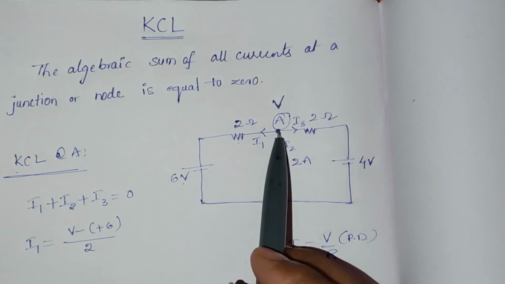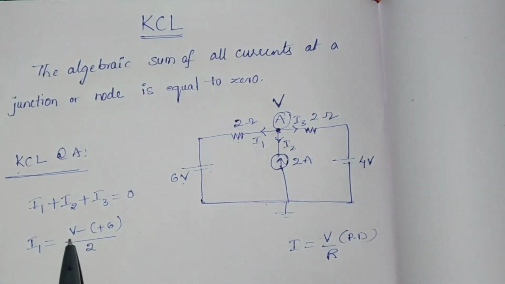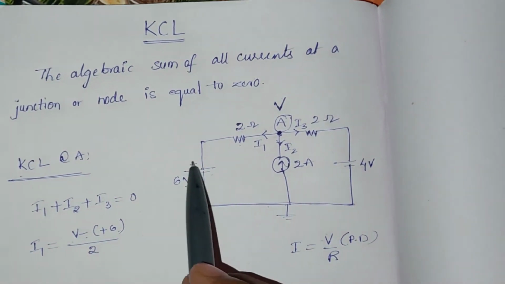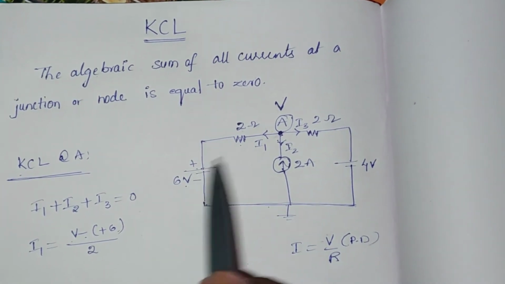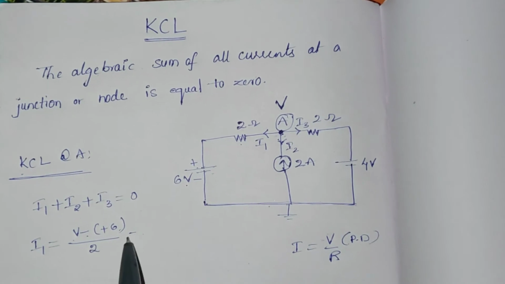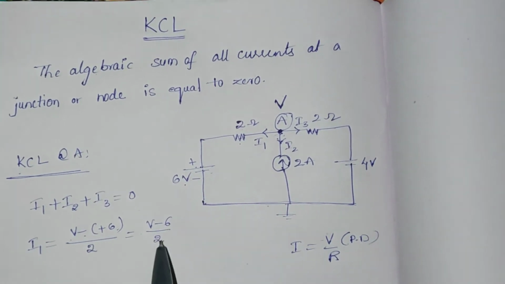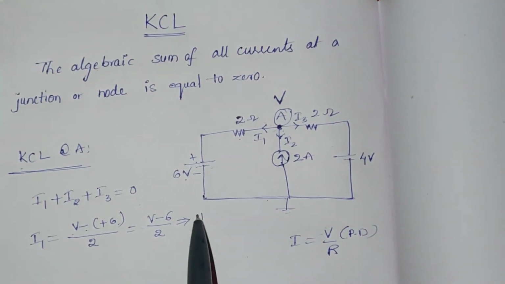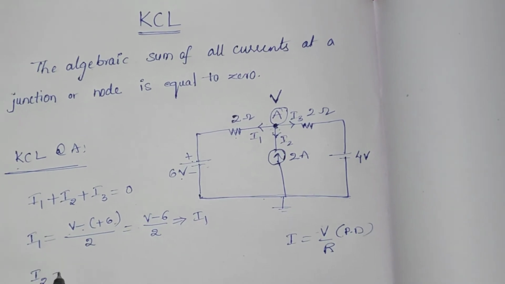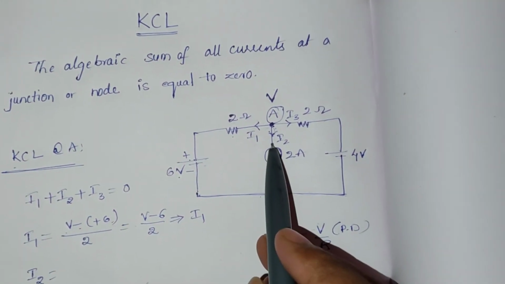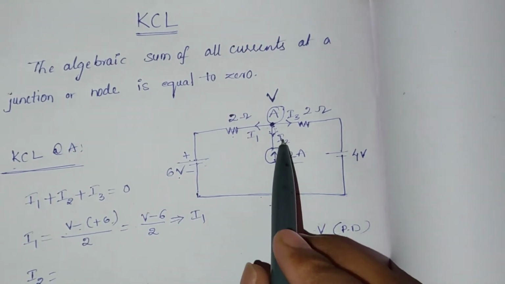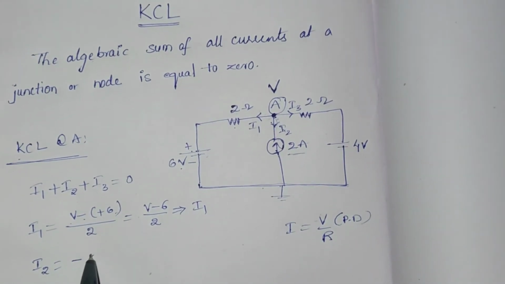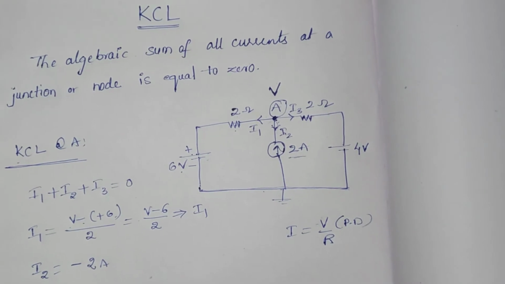The potential difference between point A and 6 volts is V minus 6 volts, because the terminal here is plus and minus, so the first we get is the plus terminal. That is V minus 6 by 2. This is our I1, that is V minus 6 by 2 ohms. Now let us try to understand what is I2. You can see I2 is going away from node A, but the actual current direction is opposite to our I2. That means I2 is minus 2 amperes.